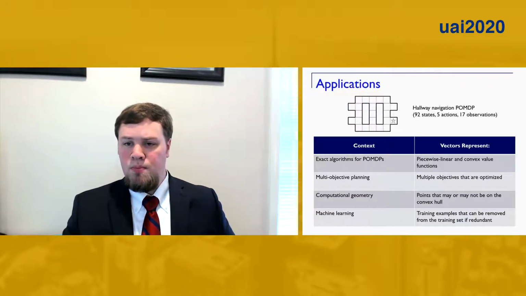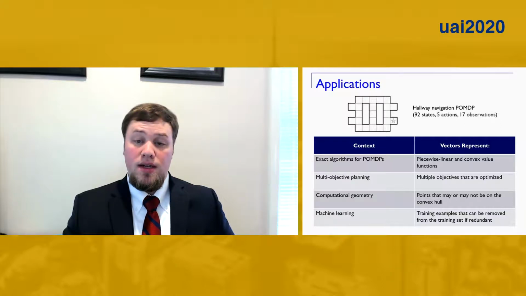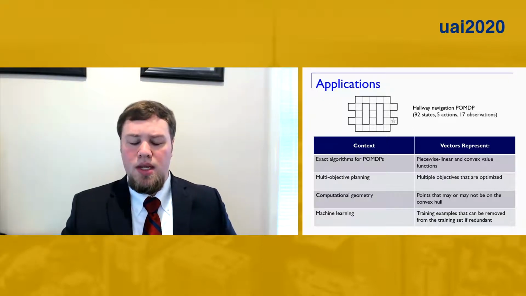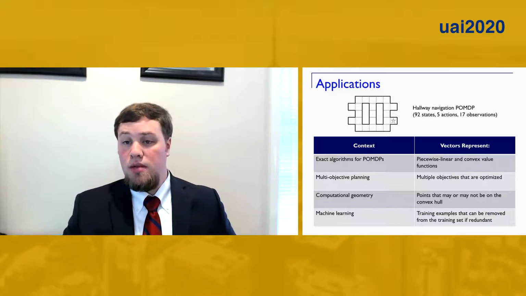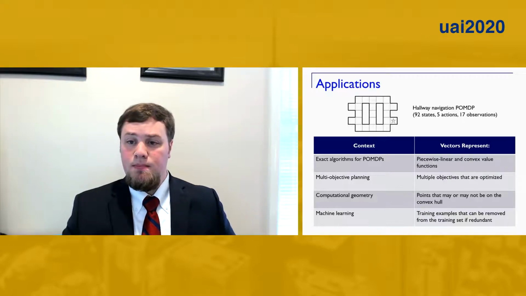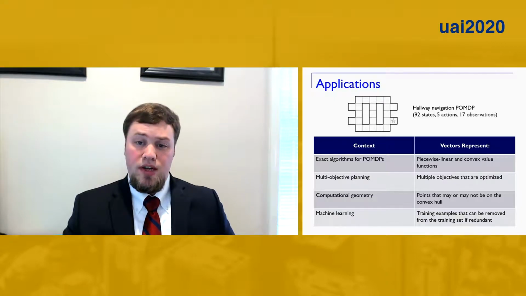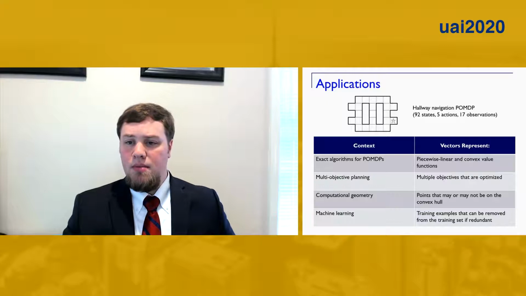As you can see from the table, the vector pruning problem is relevant in many different contexts, but we focus specifically on its role in exact algorithms for POMDPs in our paper. For those who don't know what a POMDP is, a POMDP, or partially observable Markov decision process, models a planning problem with a set of hidden states, a set of observations, and a set of actions. The process unfolds over a sequence of stages, and at each stage an action is taken that results in a reward, a probabilistic transition to the next state, and an observation. The common objective is simply to maximize the expected sum of rewards at each stage.